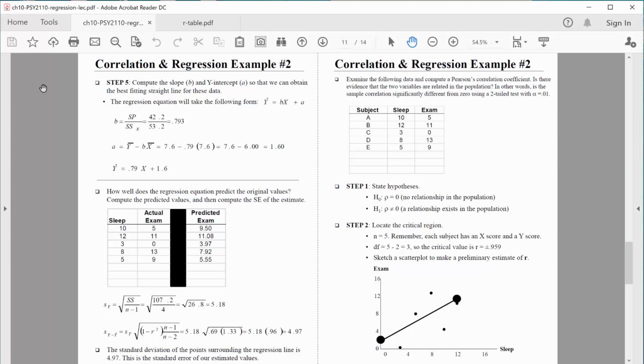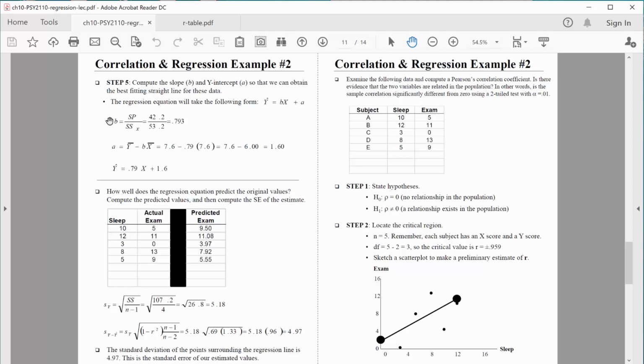Now we're ready for step 5. We need to compute the slope, which is b in our regression equation, and we also need to compute the y-intercept, which is a in our regression equation. Our regression equation looks like this. We're saying predicted y, in this case, the predicted exam score, is equal to our slope multiplied by the amount of sleep the person gets plus a.